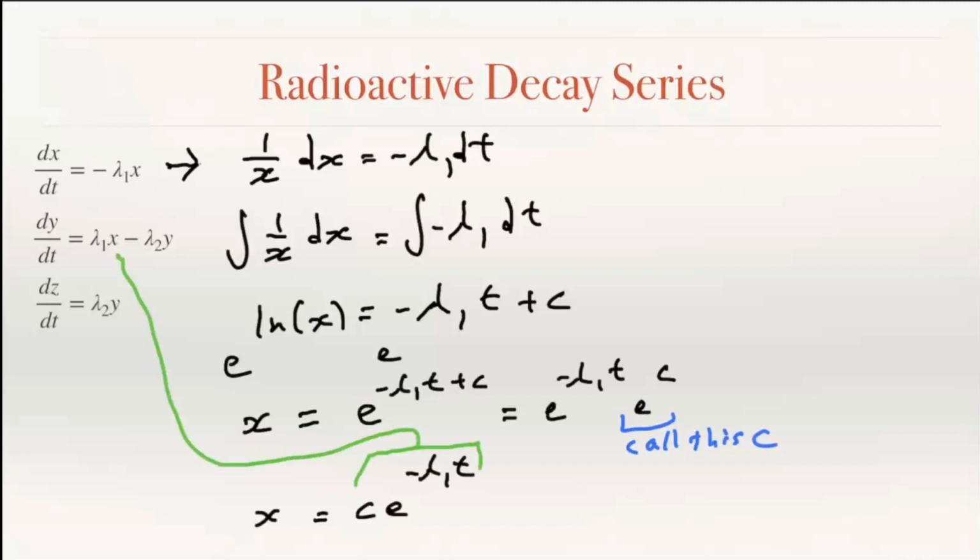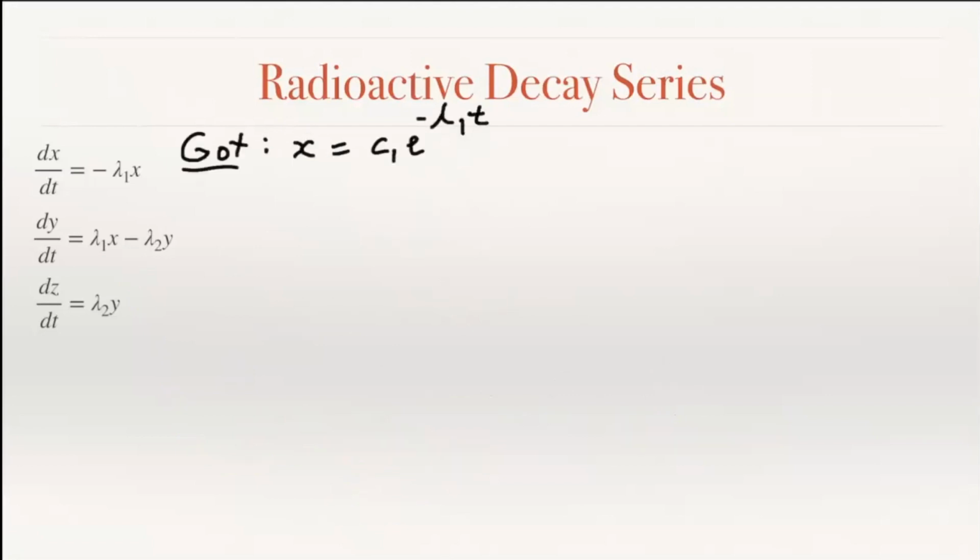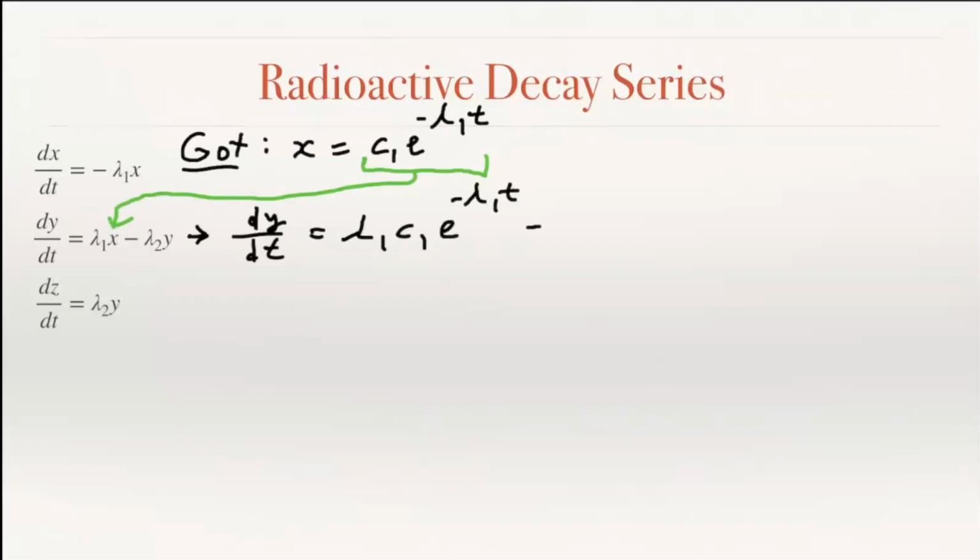So we can take that and substitute it into the second equation, and then solve that one. And we'll actually wind up with multiple arbitrary constants. We'll get another one over here. So let's actually call this c that we got here c1. So we got that x is this. Let's take that and plug it in. And this differential equation now becomes dy/dt is lambda 1 x minus lambda 2 y.